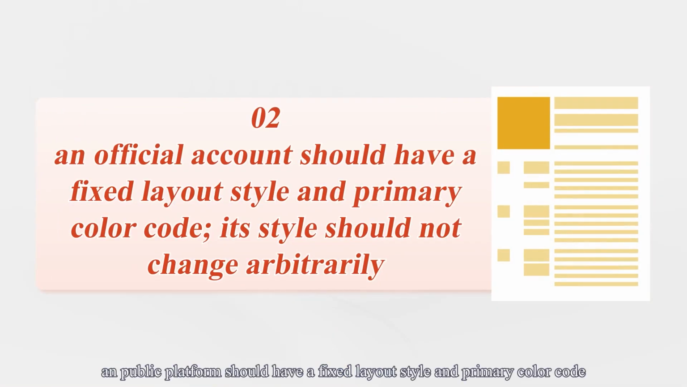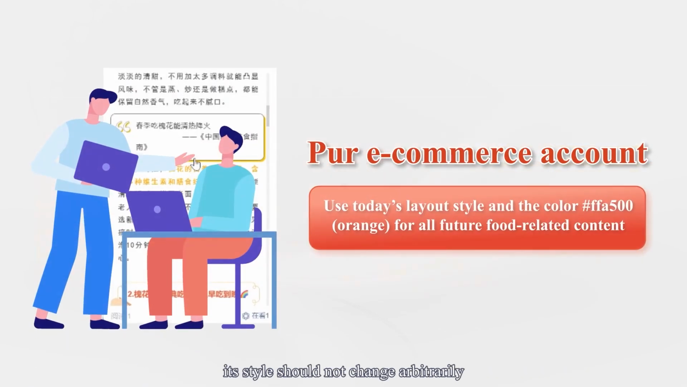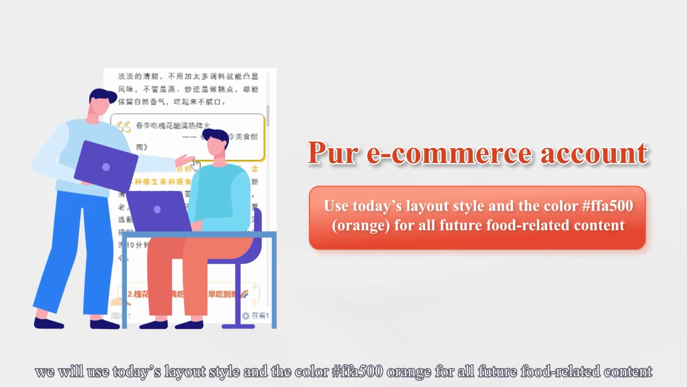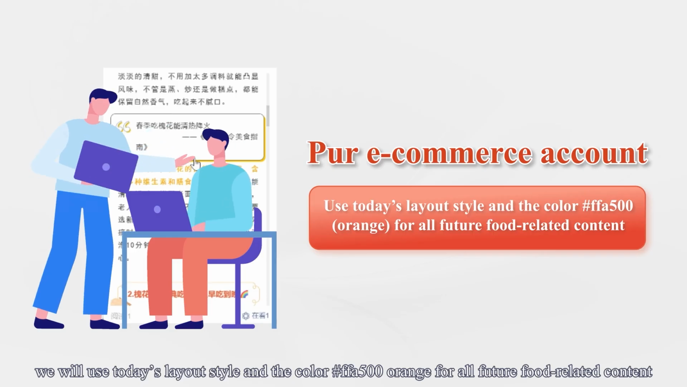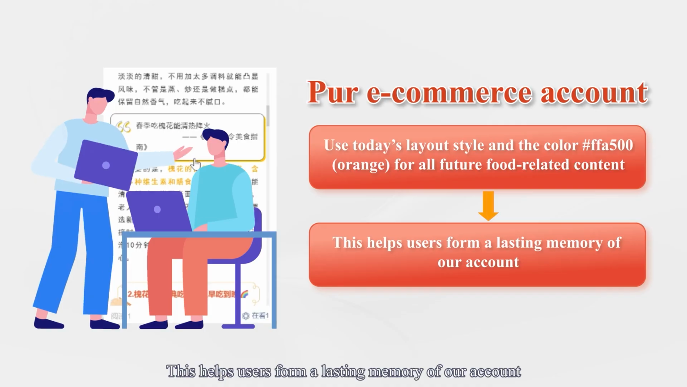Second, a public platform should have both its layout style and primary color code. Its style should not change arbitrarily. For example, for our e-commerce account, we will use today's layout style and the color FA500 or INS for all future food-related content. This helps users form a lasting memory of our account.